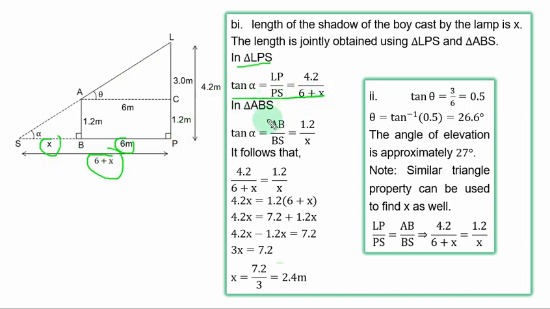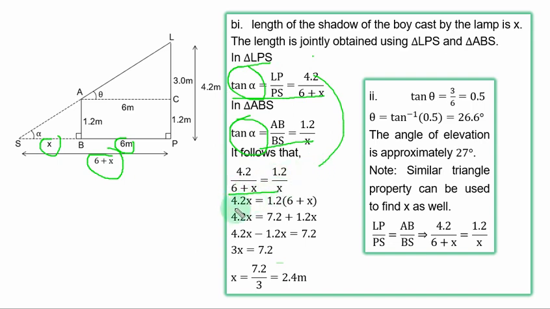In triangle ABS, the same tan alpha is equal to opposite 1.2 over adjacent s. You have it in this form. If you check both expressions, you have tan alpha equal to tan alpha. By implication, the right hand sides are also equal. So you equate them together.